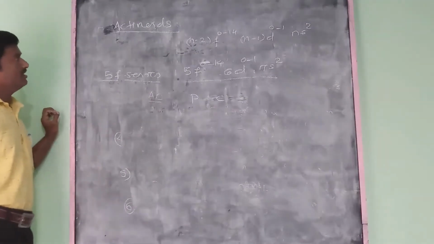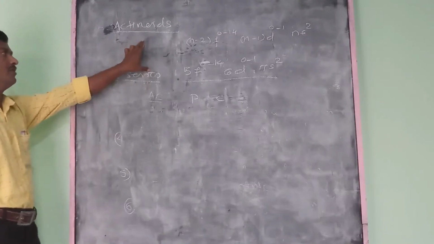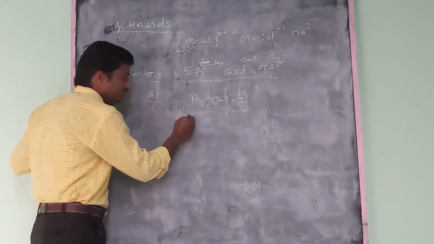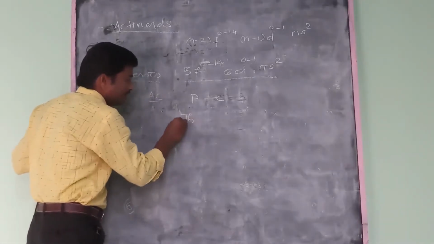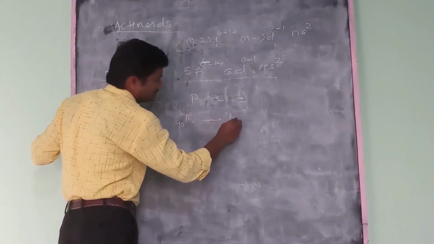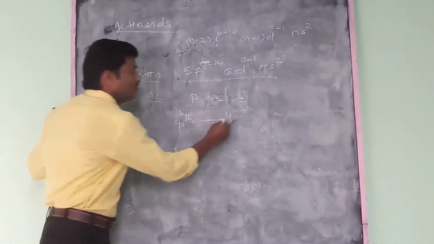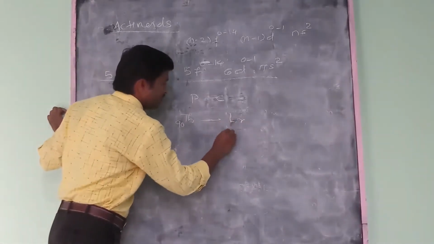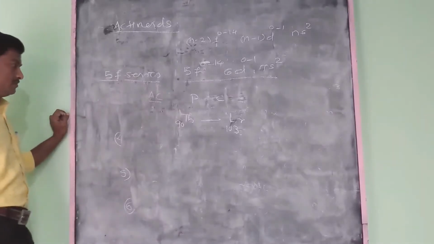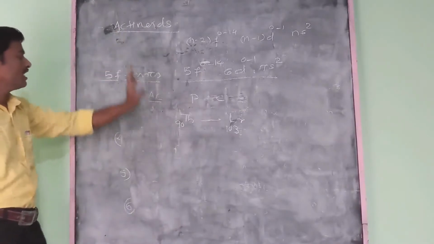These elements are called actinoids because the first element of that series is thorium, 90, and the last element of that series is lawrencium, that is 103. Therefore such a series of elements is also called actinoids.